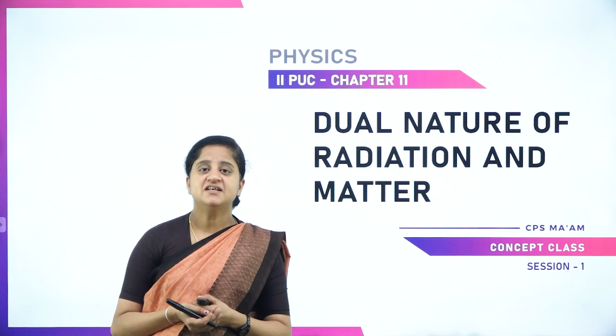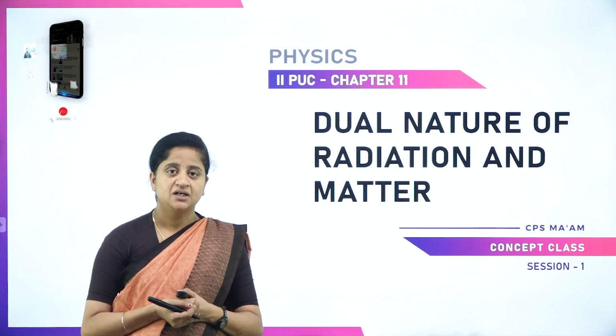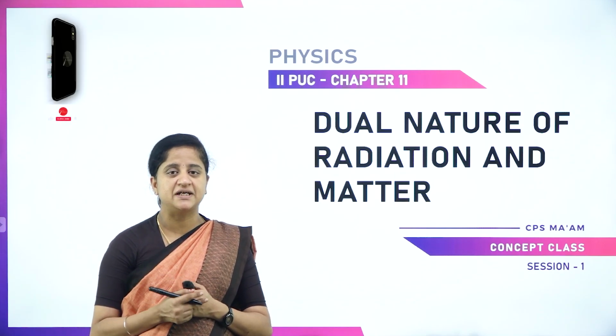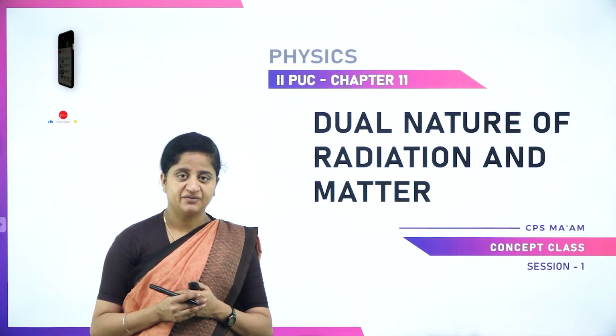Dear children, in this chapter we are going to understand the dual nature of light. So what is the meaning of dual nature of light? Light exhibits two natures called dual nature. One is a particle nature, the other one is wave nature.